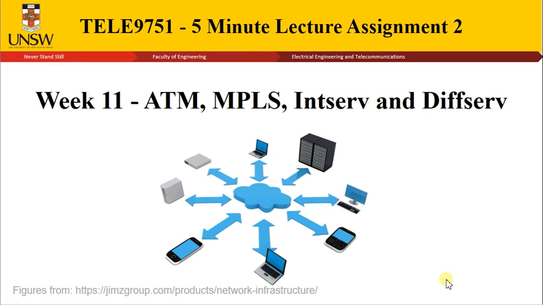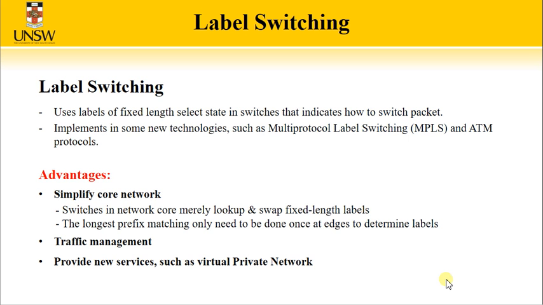In this video, I'd like to talk about ATM, MPLS, integrated service and differentiated service. Label switching technique is used for MPLS and ATM protocols. This technique uses labels of fixed length, which indicates how to switch packets. Label switching can simplify the core network because switches merely look up and swap labels, and the longest prefix match only needs to be done once. Besides, it enables traffic management and provides new services.